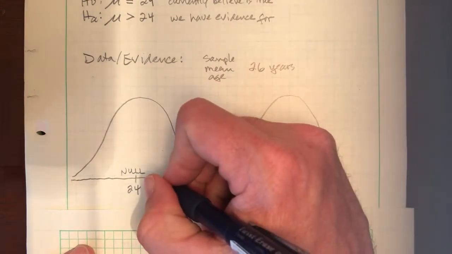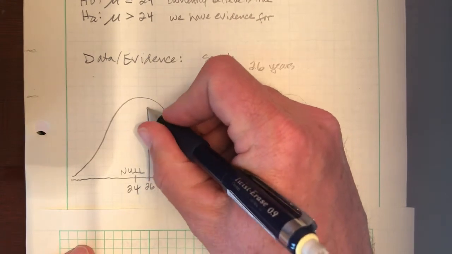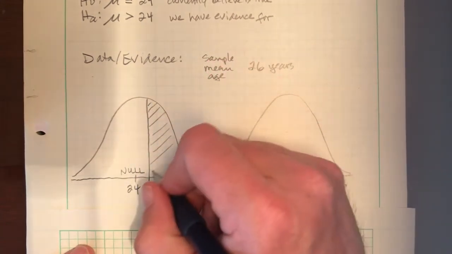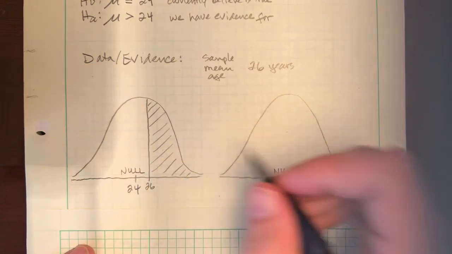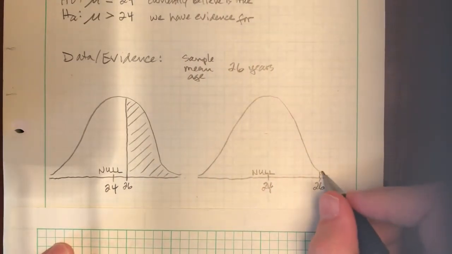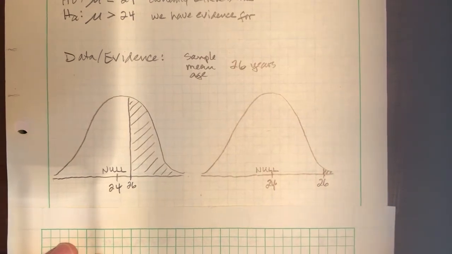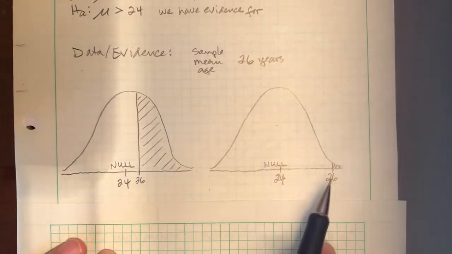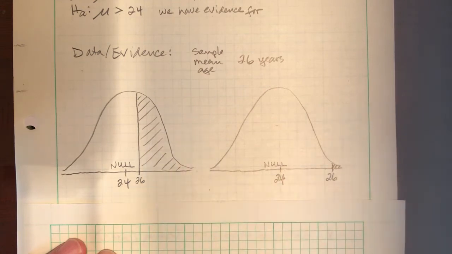One thing we're pretty good at is finding the area under a bell-shaped curve. Now, depending on where you put that evidence, that 26, that shaded tail is either really big or really small.